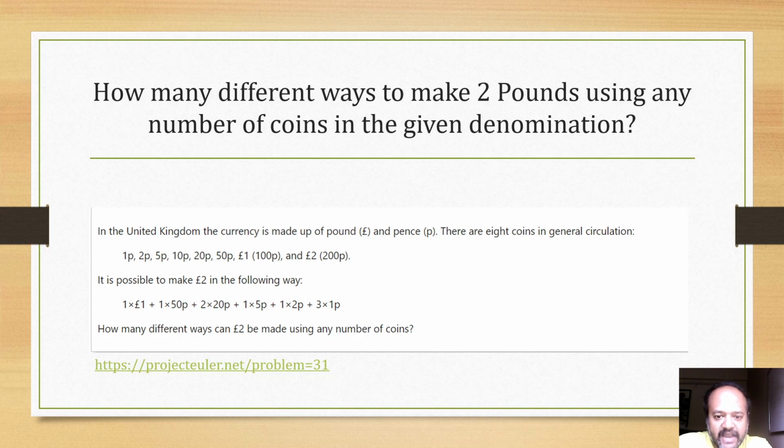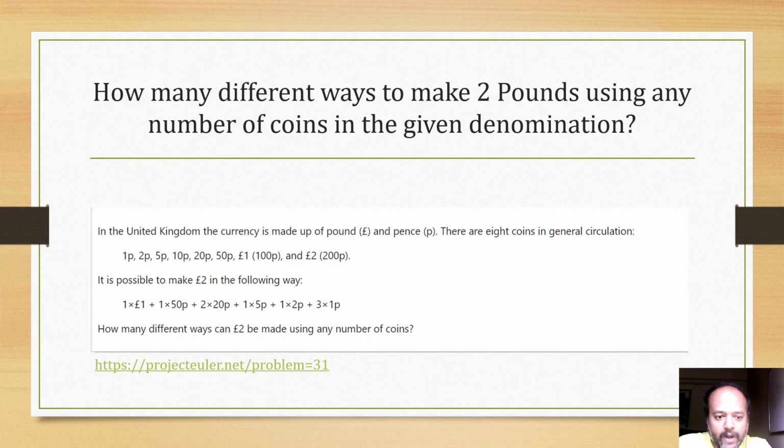Now, pounds and pence are similar to rupees and paisas in India or dollars and cents in the US or elsewhere. So for ease of vocabulary, let us treat pounds as rupees and pence as paisa. So what does the problem ask? The coins in circulation are 1 pice, 2 pice, 5 pice, 10 pice, 20 pice, 50 pice, 1 rupee, which is nothing but 100 pice, and 2 rupee, which is nothing but 200 pice.